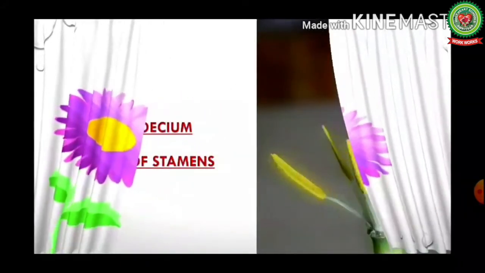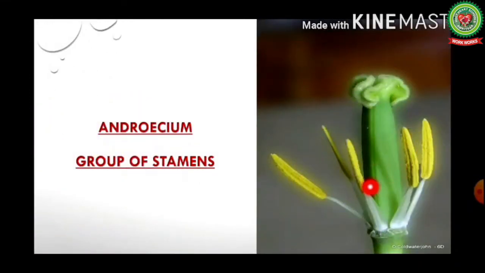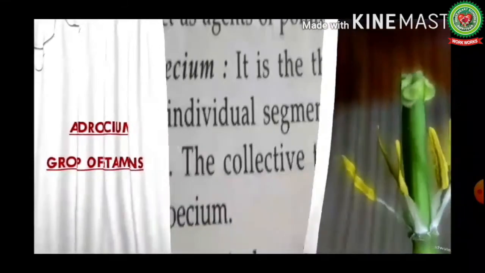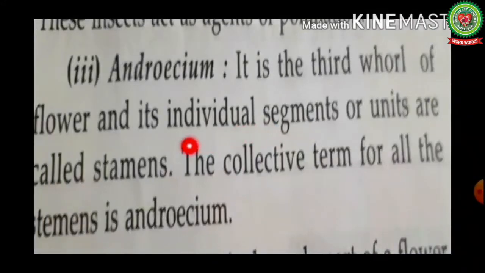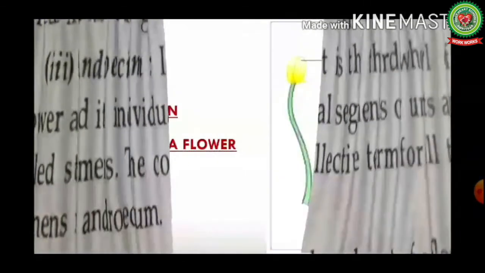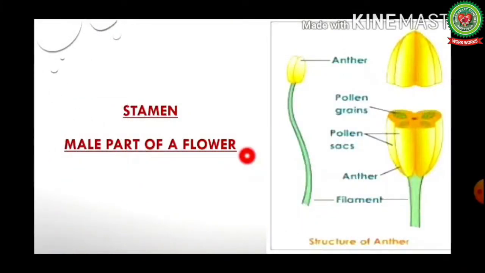Third whorl of a flower is androecium. Androecium is the group of stamens. It is the third whorl of the flower and its individual segments or units are called stamens. The collective term for all the stamens is androecium. Now what is stamen? Stamen is the male part of a flower.